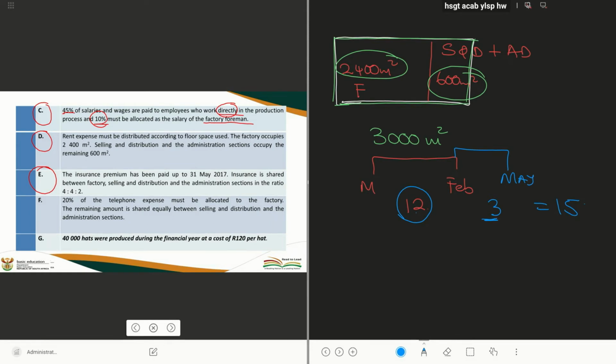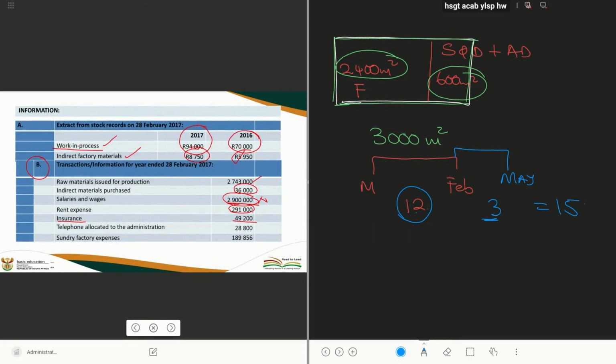But it's easy for you to get that one. What do you say? You simply say, how much was your insurance? Your insurance, boys and girls, was 49,200. You divide it by what? 15. Simple. You say 49.2 divided by 15.